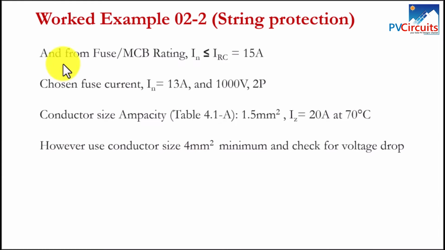And as we move further, the fuse or MCB rating should be less than the module reverse current rating, which is 15 amps. So we find that the chosen fuse we are going to take is 13 amps, 1000 volts rating and 2 pole. Now we need to check which cable should have a current rating greater than this one for the fuse. So we move to this table to check conductor ampacity and find which cable will give us this.